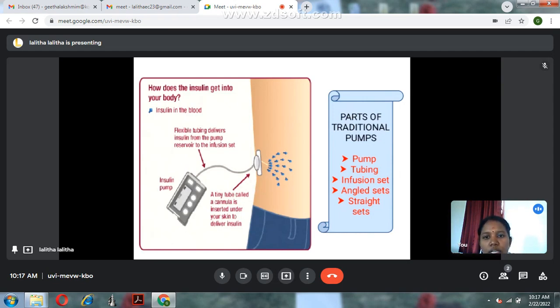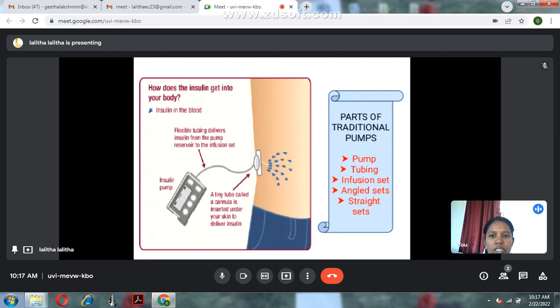In this, how does the insulin get into the body? Here this insulin pump injects into your body. First the flexible tubing delivers the insulin from the pump reservoir to the infusion set. Next, in our body, there is a tiny tube called the cannula. The cannula is used to insert the insulin into our body. The cannula is inserted under your skin to deliver the insulin. So this is how the insulin gets into our body.